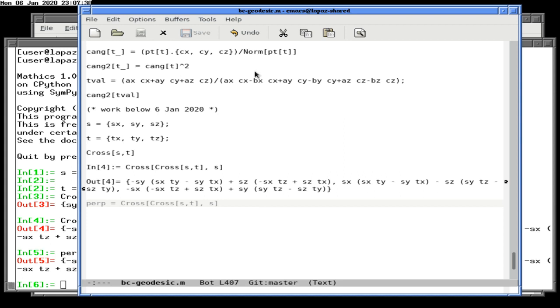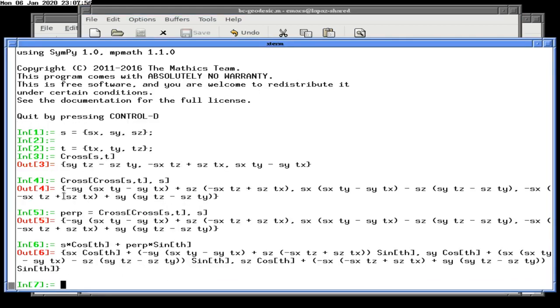So now, the claim is that our great circle is parameterized by S times cosine theta plus perp times sine theta. I always get this wrong. It works either way, but it's easier this way. And that will start out when theta is 0, it'll start out at S. When theta is pi over 2, it's going to be the perpendicular vector, and then so on and so forth. This is actually a very nice parameterization of the great circle on which these two points lie.